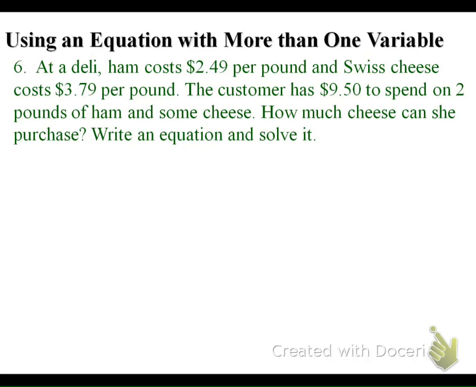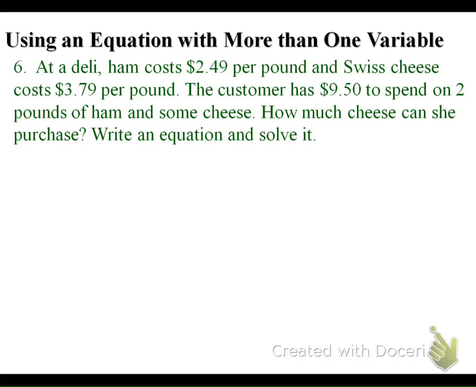All right, here's example 6. It's a little trickier because they don't give us the equation they want us to use. We have to come up with it. So basically, you're going to a deli. You need to buy ham. Ham costs $2.49. You need to buy cheese. Cheese costs $3.79. You only have $9.50, and you know you need 2 pounds of ham.